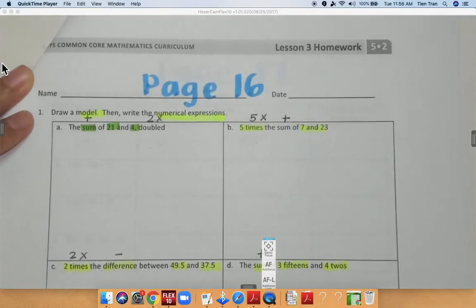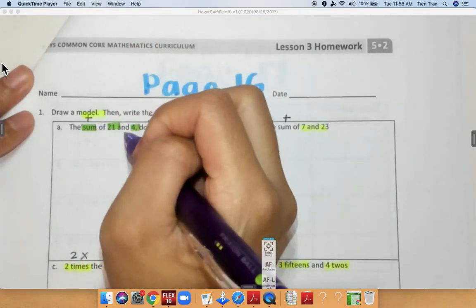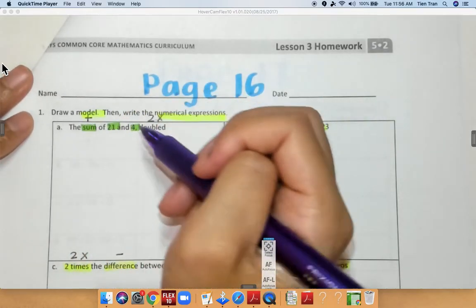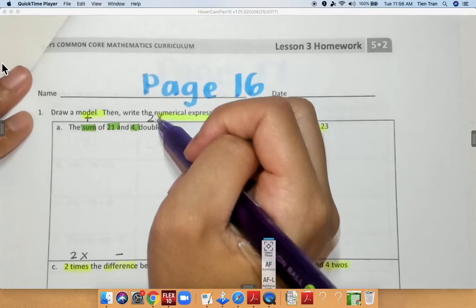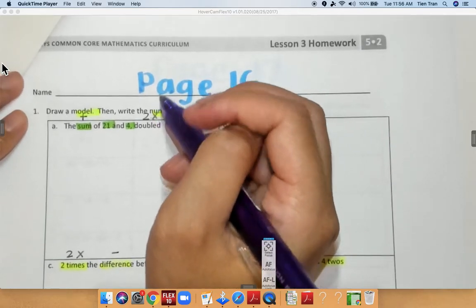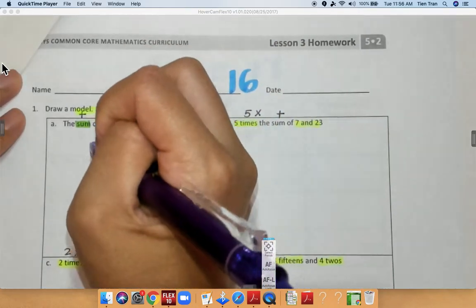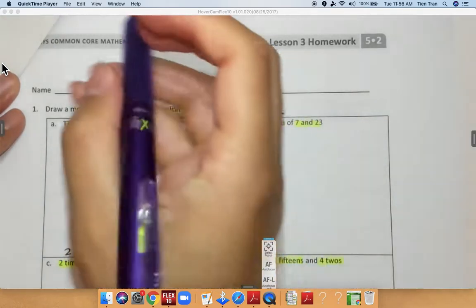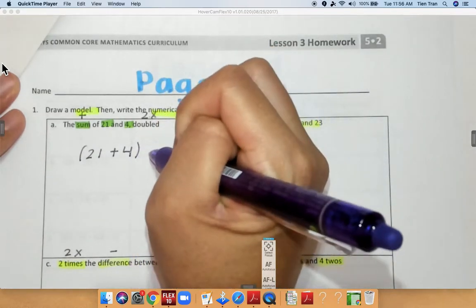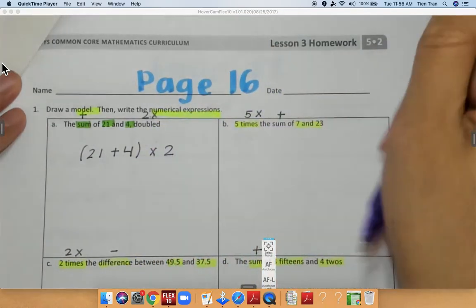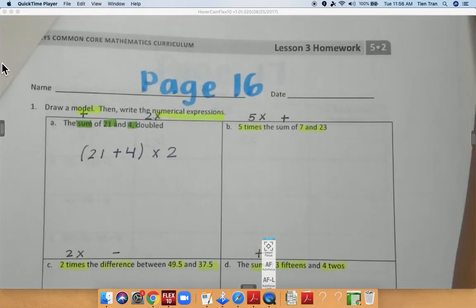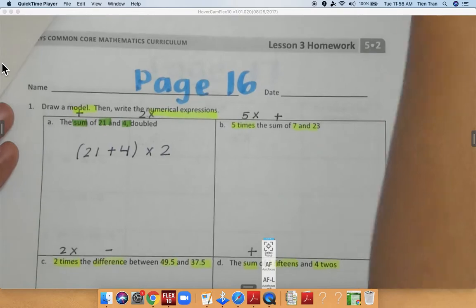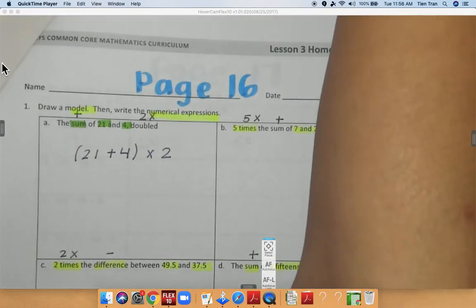So what I'm going to do is I am looking at the numbers 21 and 4. And sum means to add. So I put right here an addition sign, and double means that I am multiplying times 2. So I am adding 21 and 4, and I am multiplying it times 2 because it says doubled. Okay, and if it helps you, you can color code it so you can see a little bit more clearly. I think that's what I'm going to do so you guys can see a little bit more clearly.